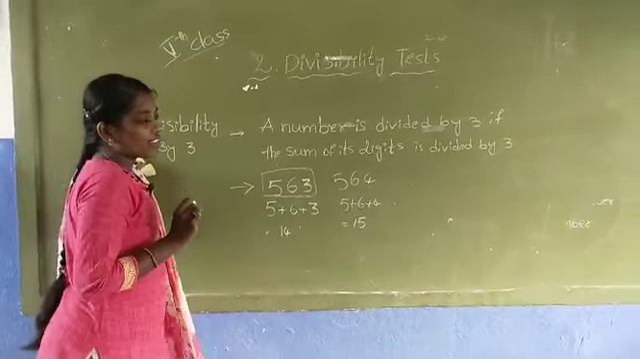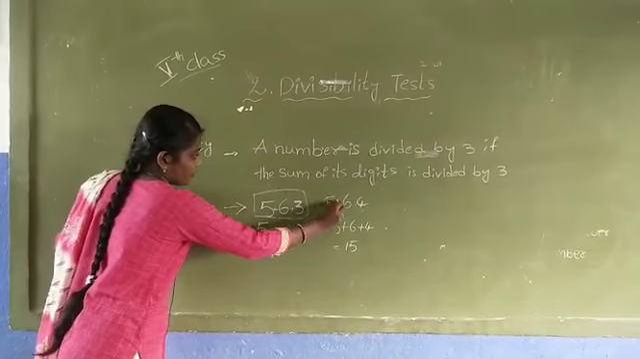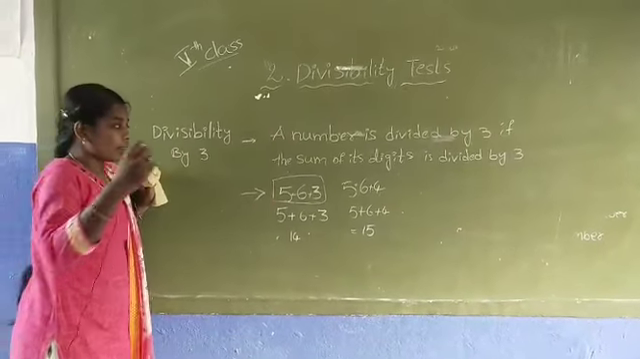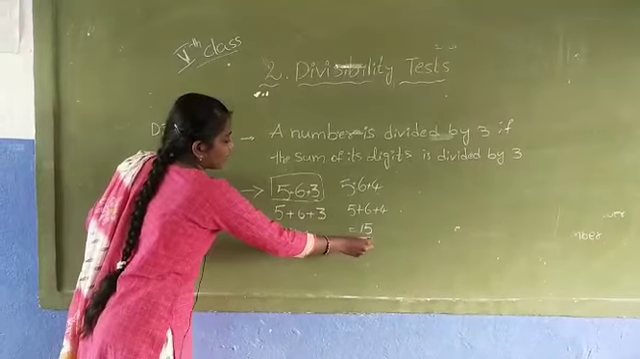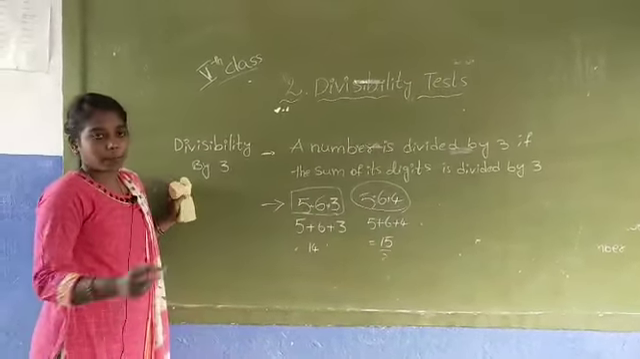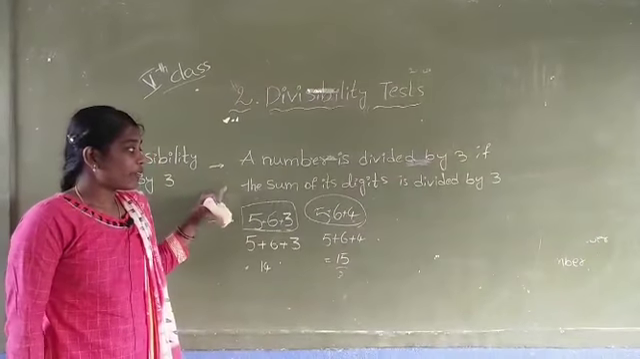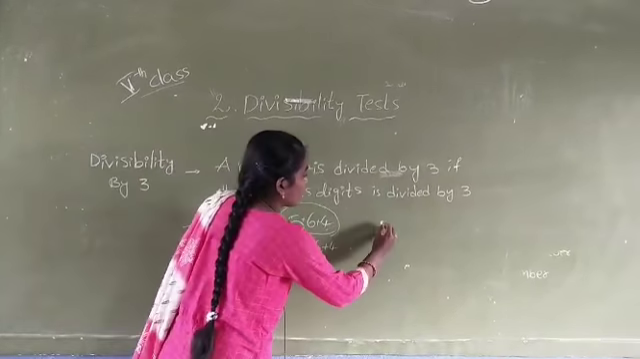If the sum of the digits of a number is divided by 3, then the given number is also divided by 3. Here we are adding the digits in that number. That means a number is divided by 3 if the sum of its digits is divided by 3. Here I am taking one more example.